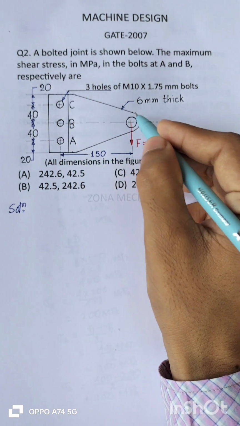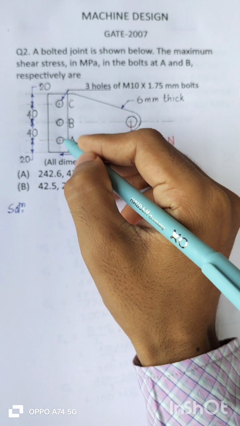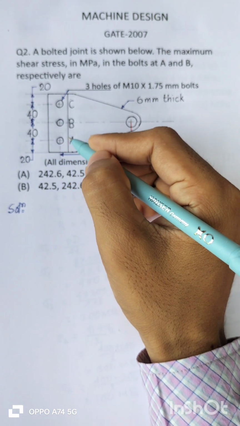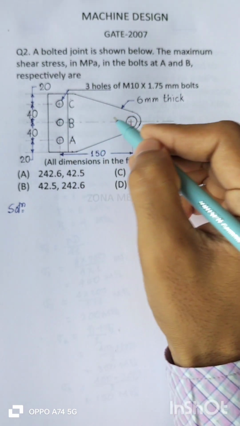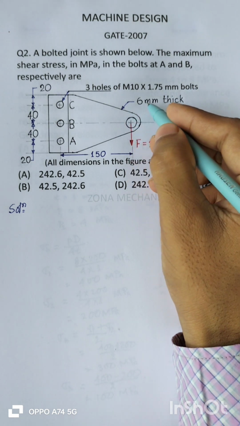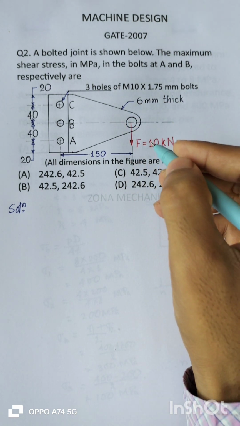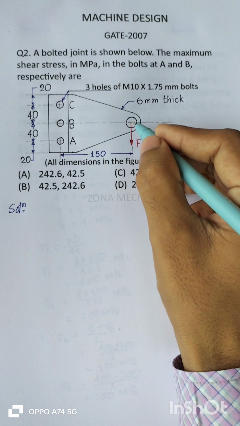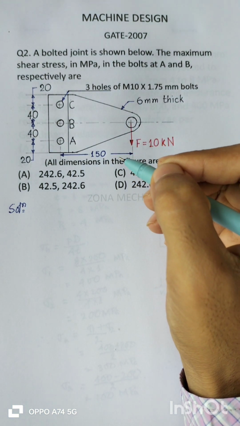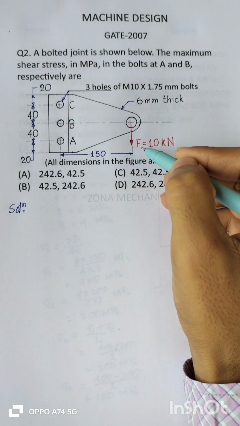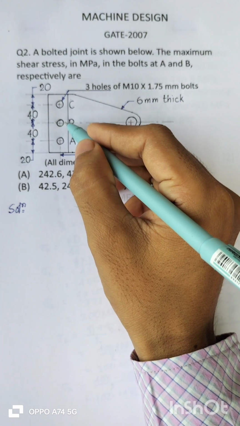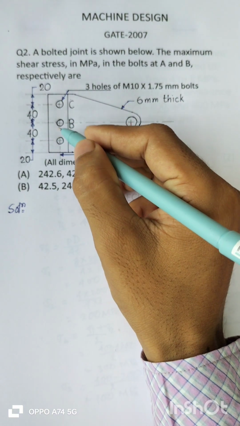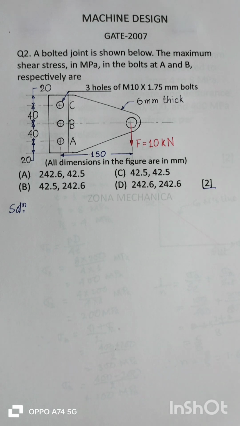There is a bracket with 3 designated holes for 3 bolts to fix it, and the plate thickness is 6 mm, and the force of 10 kilonewton is acting over here. The question is, due to this load, how much shear stresses are acting at the bolt A and B? Well, the solution of this question will be a bit lengthy, but it's an important one.